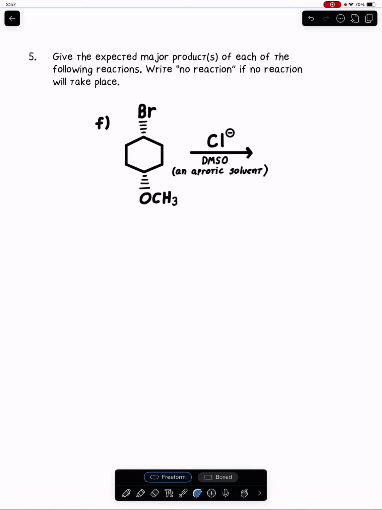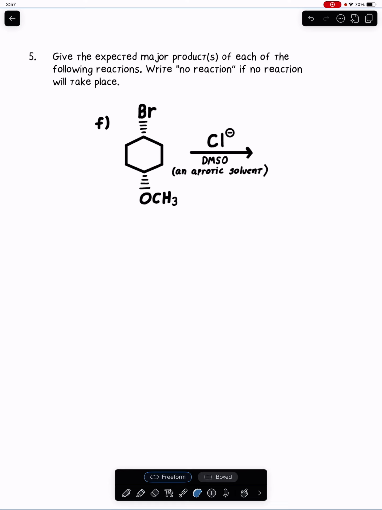In this question, you're being asked to give the expected major product or products of each of the following reactions, and if no reaction is taking place, write no reaction. Like I said in the previous examples, we are in lecture 14, which is SN2. We have yet to talk about all the competing reactions, and therefore we're not going to look for those competing reactions right now. We're just going to focus on SN2, or it's no reaction.